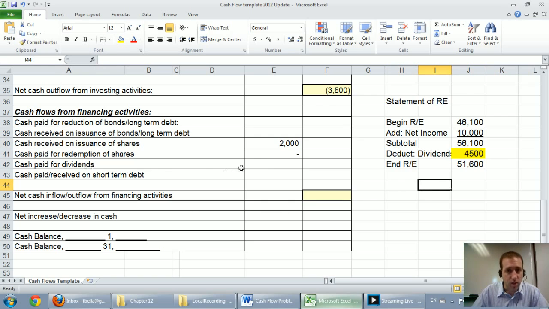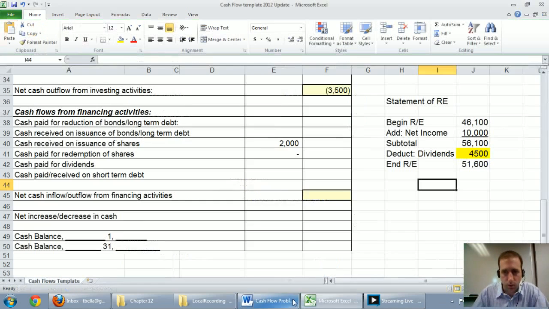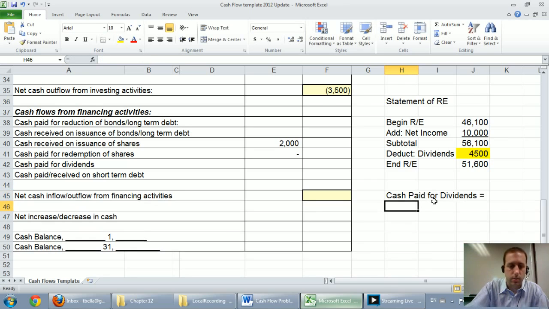But we're not done. Cash paid for dividends, that's not the amount of the dividends we declared. The fact that we have some dividends payable tells me that I might have paid more or less than what I declared. So we declared $4,500 in dividends in the year, and we promised to pay. Now the formula for cash paid for dividends is dividends plus decrease in dividends payable.